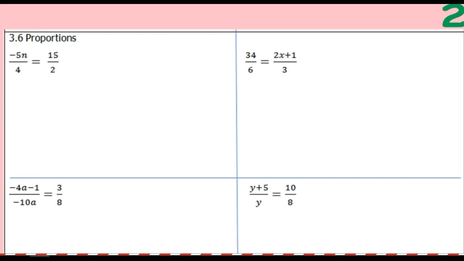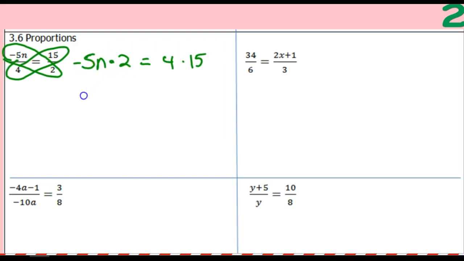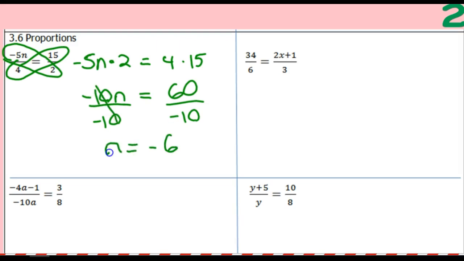Alright, now we're going to continue our proportions, but we're going to add a little something. So this time we have negative 5n times 2 and 4 times 15. Negative 5n times 2 is negative 10n. 4 times 15 gives us 60. So negative 10 divided by negative 10, 60 divided by negative 10 gives us n equals a negative 6.